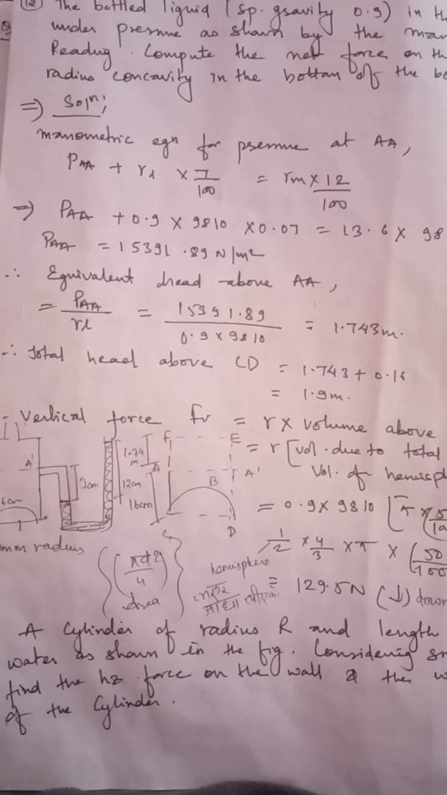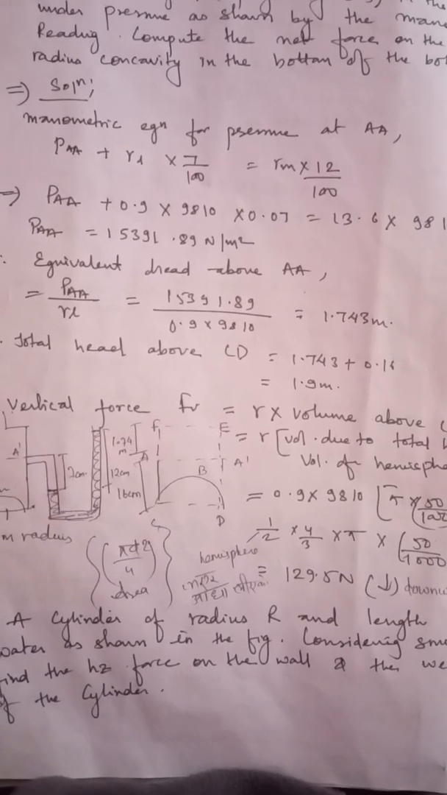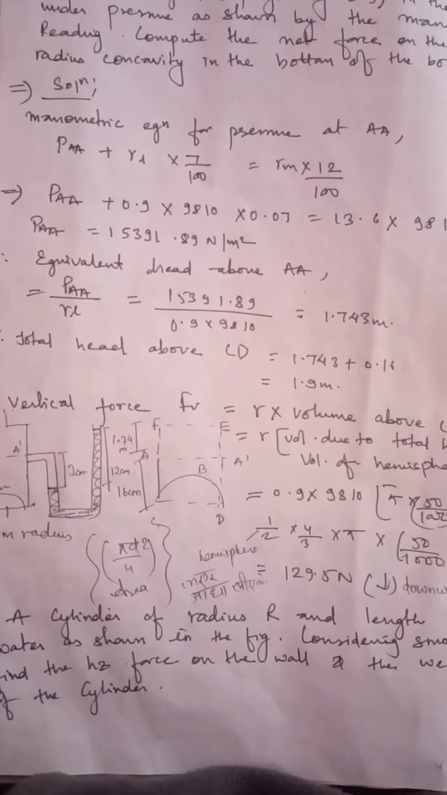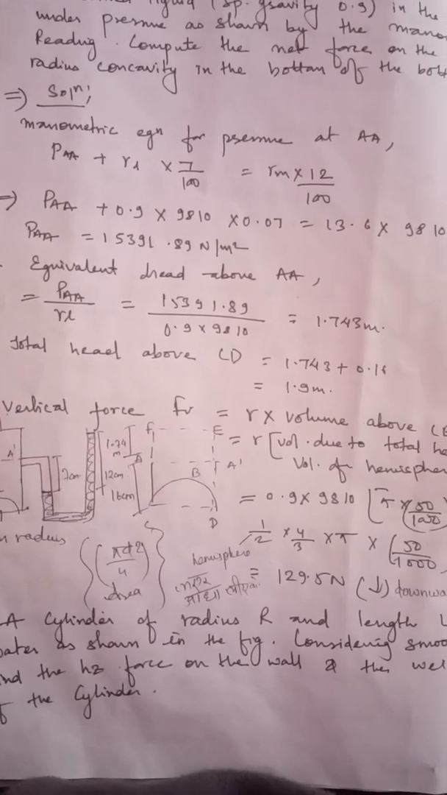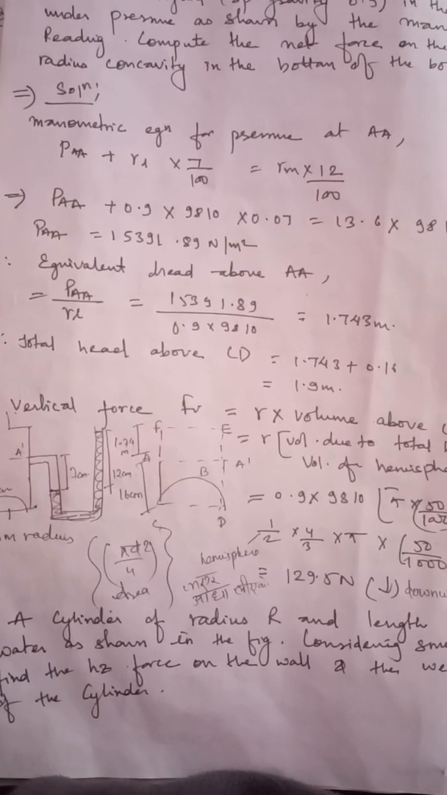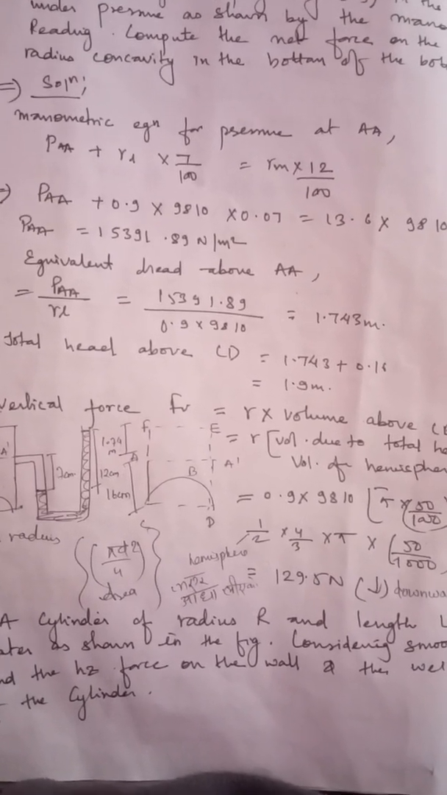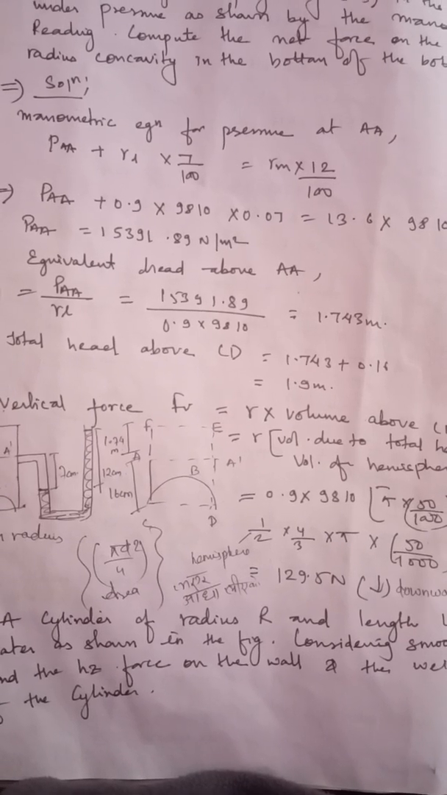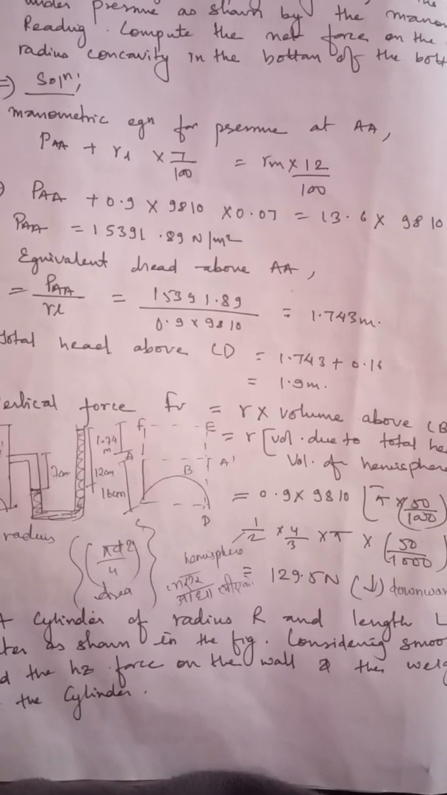And at last what you have to do is find the equivalent head above AA, PAA divided by gamma L. What is gamma? Gamma is given, 0.9, into L, the length. Okay. Then you should add both components and you get the answer. It's very easy. Now I have discussed the 3 questions.